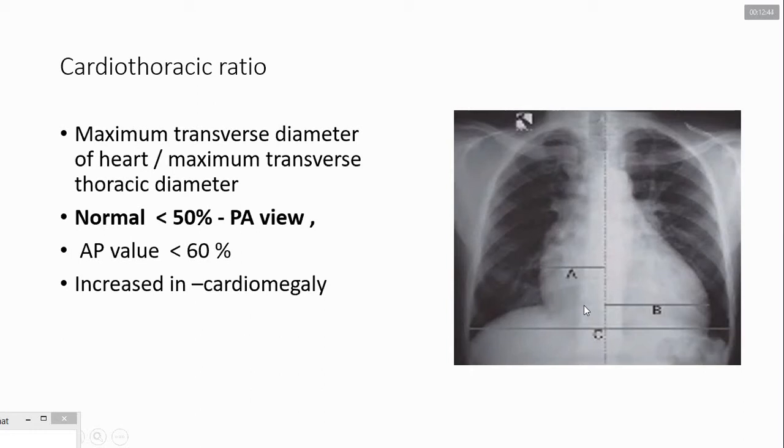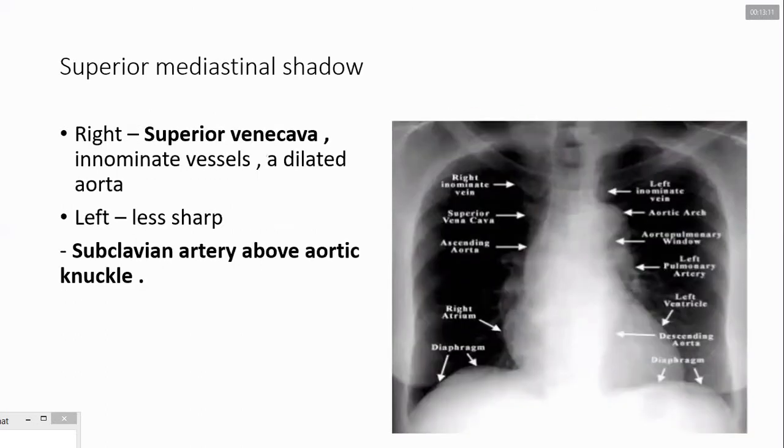And this ratio should be less than 50% in PA view. In AP view, the dimension is comparatively larger, so the normal reference value is up to 60% in AP view, while in PA view it is 50%. And always keep in mind the PA view, which is the routine view for the heart. It is always less than 50%. When the ratio is increased above this, it is known as cardiomegaly. There are various causes of cardiomegaly, either pericardial effusion or cardiac enlargement. We will be discussing this later.